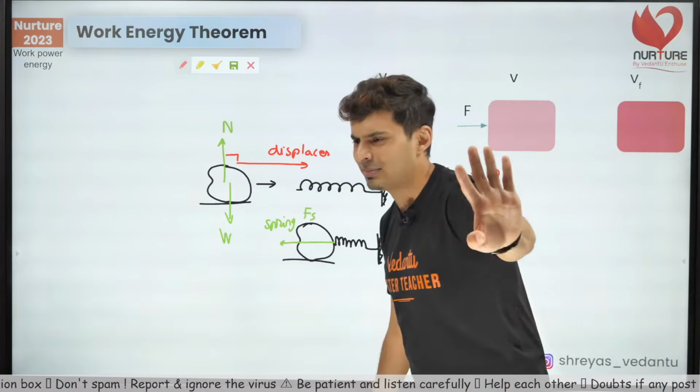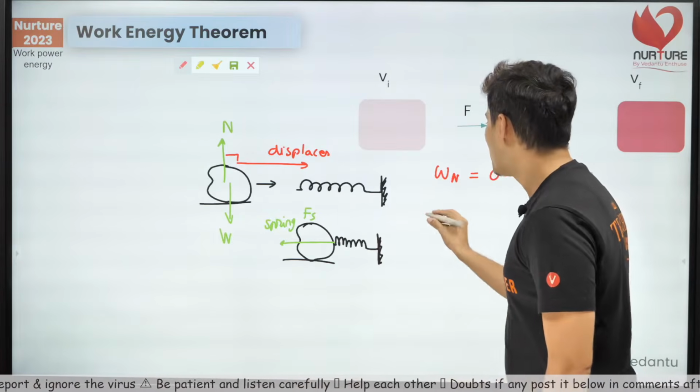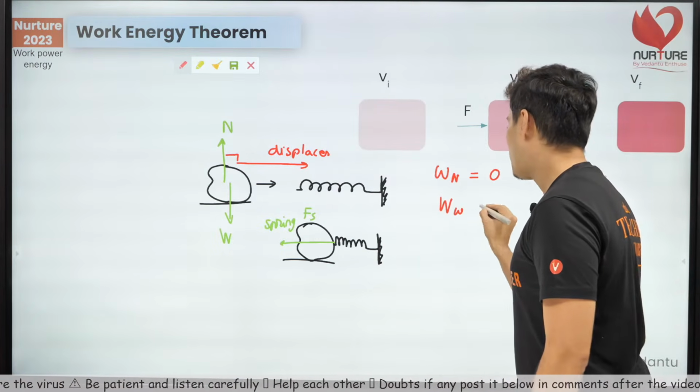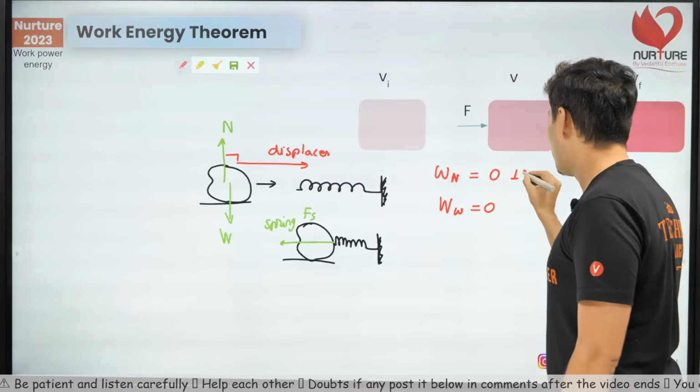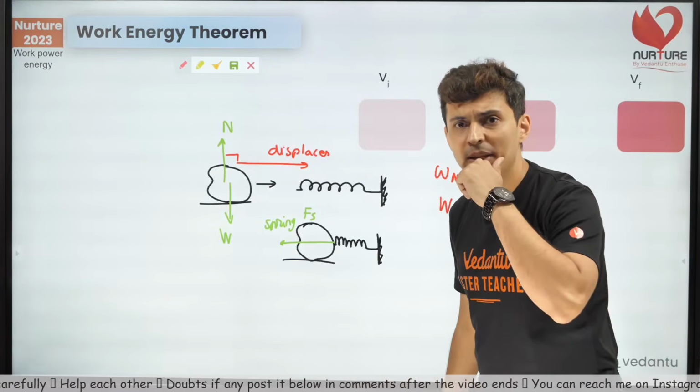Friction, let's ignore for some time. Okay, Shalin, let's just ignore because I just want to explain you some concept, okay? So work done by a weight is also 0 because it is perpendicular. This is also perpendicular. If I ask you, what is the work done by the spring?